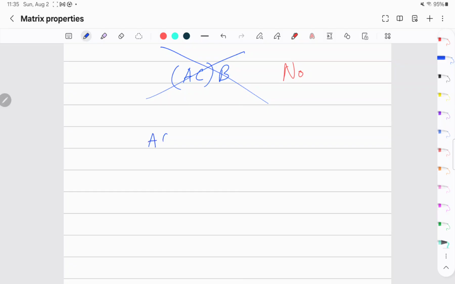Like if you have three matrices, like A multiplying with B plus C, then you can also say it's AB plus AC. Now in this thing, again, you cannot write BA plus CA because this is wrong. You can never change the order of a matrix. Like if A is first, it's gotta be first.